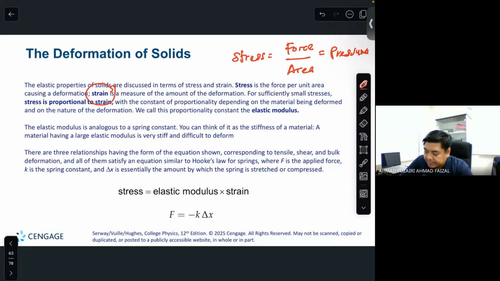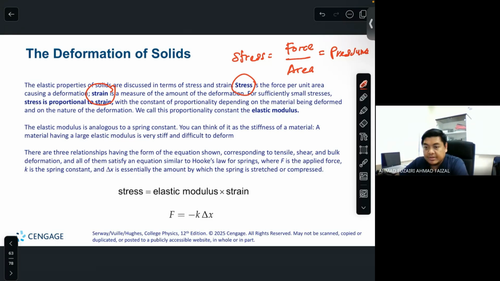You have stress and you have strain, meaning strain is a measure of the amount of deformation. That means how much the solid has changed. That is equivalent to strain. That means stress is what you apply, strain is what you get. So stress and strain are related to each other.